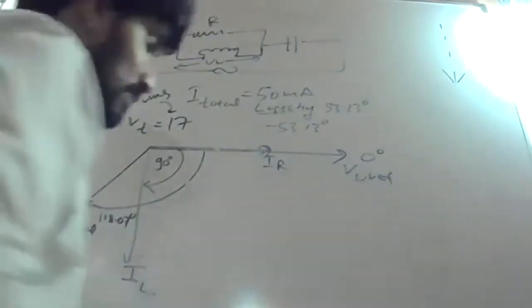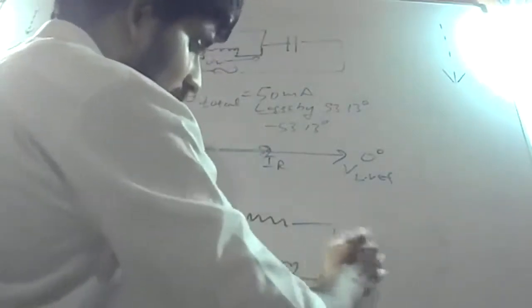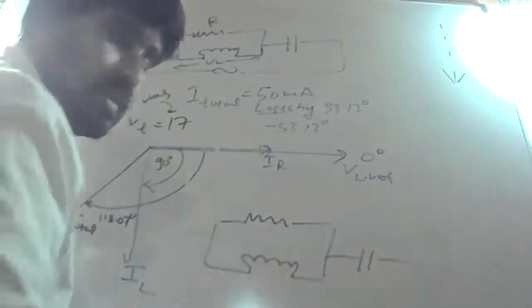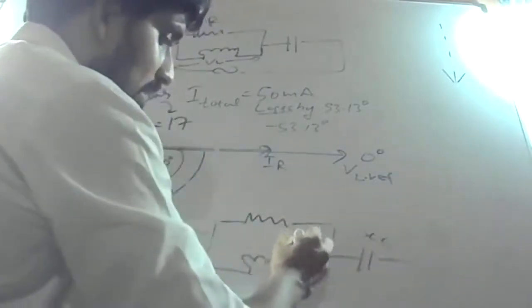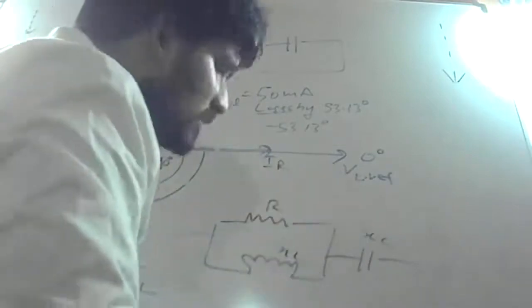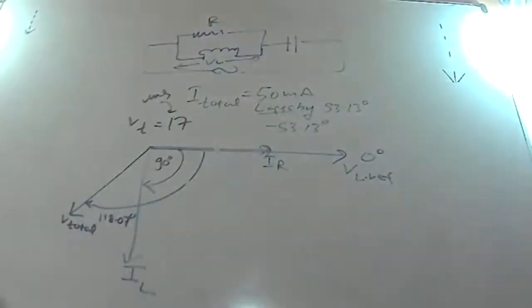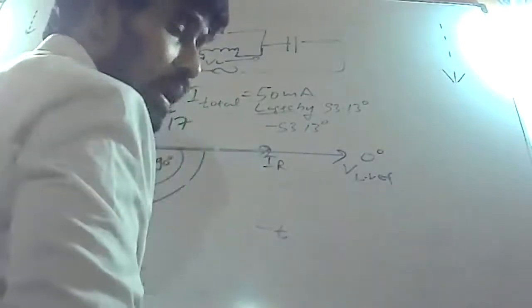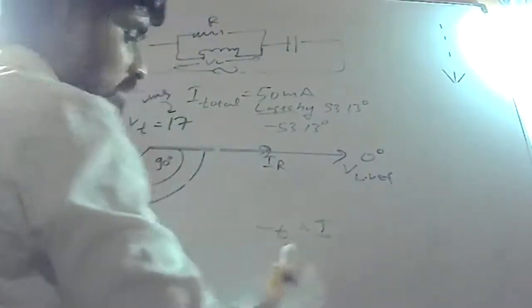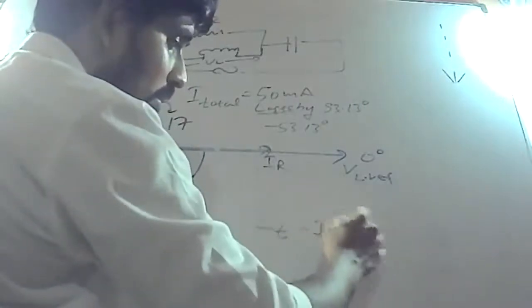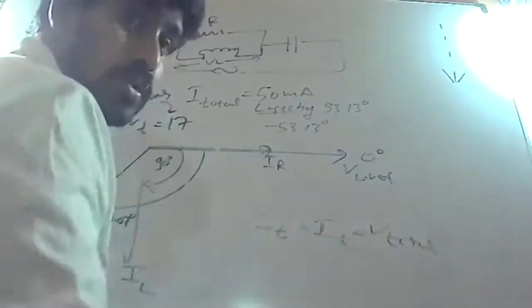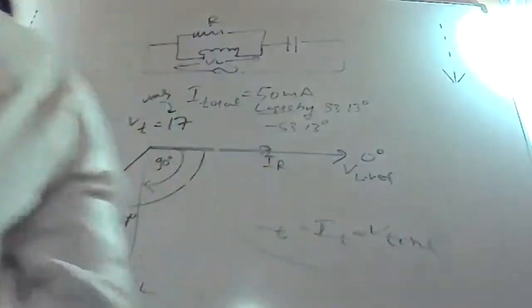Now, according to the next method, here we have the resistor, here the inductor and here the capacitor. We know the reactance XC, we know the reactance XL, we know the resistor, so we can evaluate the total impedance, Z total. You know how to evaluate that, so it's not a problem. Z total multiplied by I total will be V total. So no issue, you know that already.